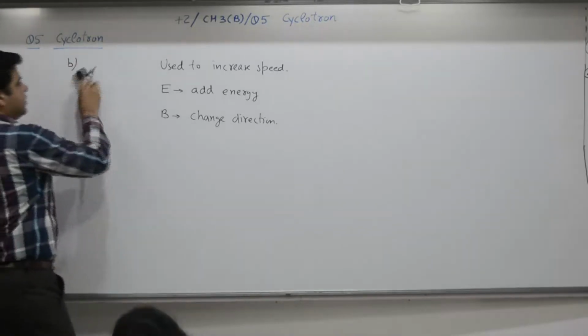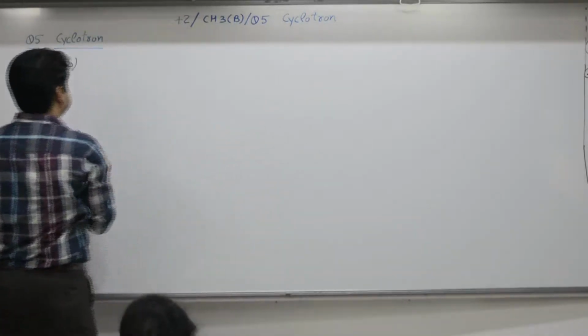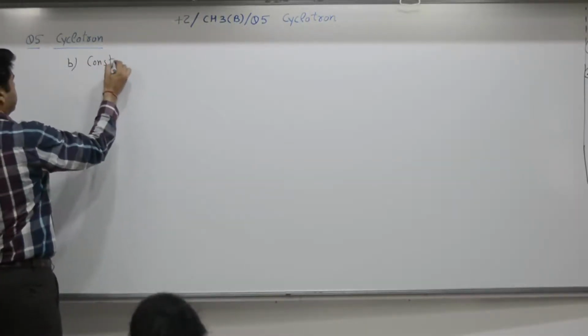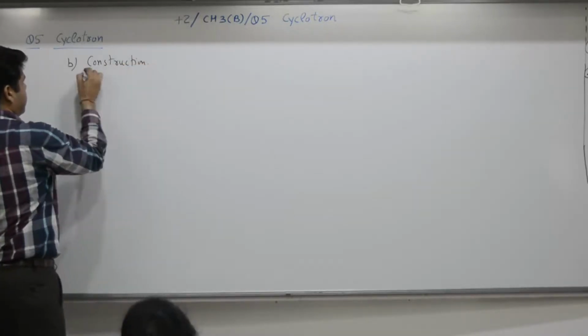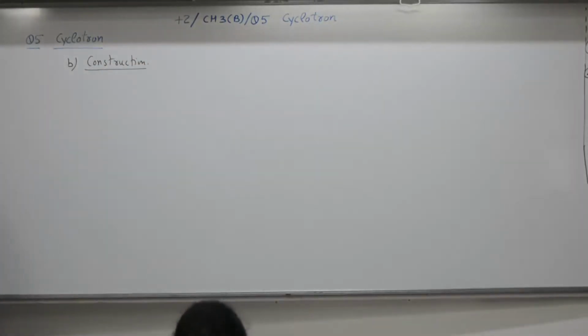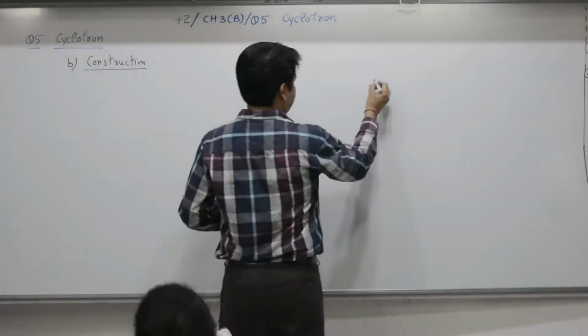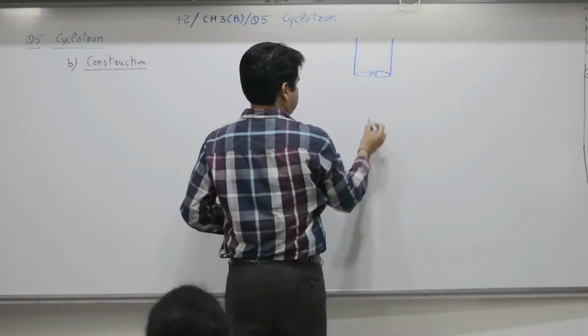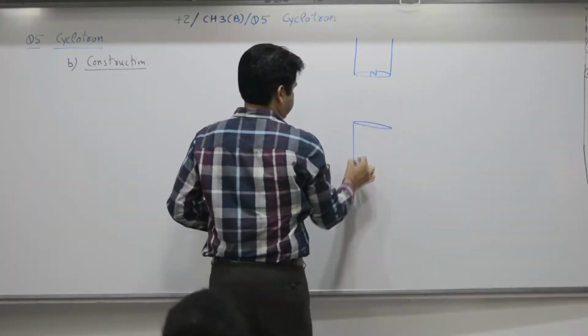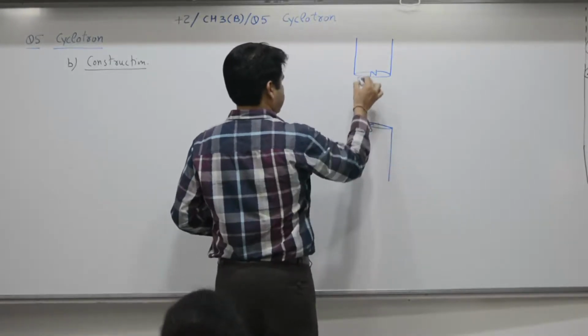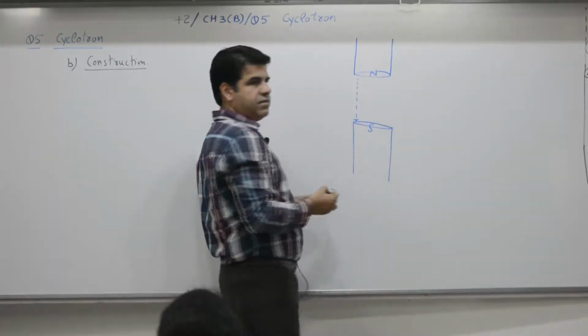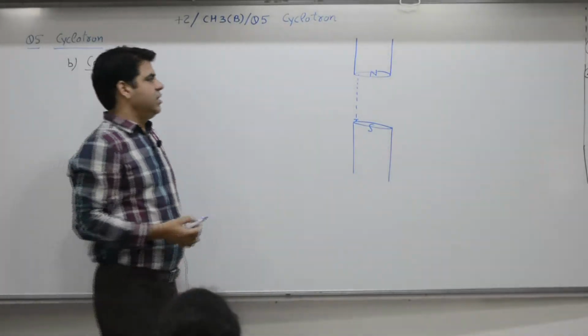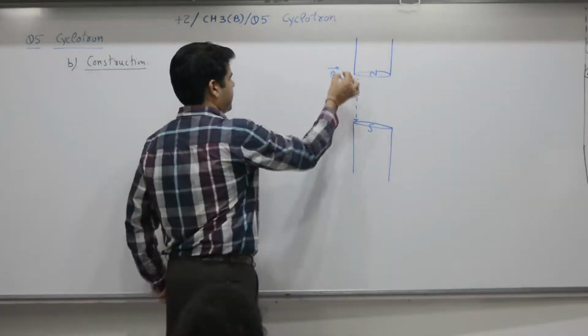B part, construction. Two magnets are used. So two magnets, magnet 1 north, another magnet south. With what purpose? To create a magnetic field B.